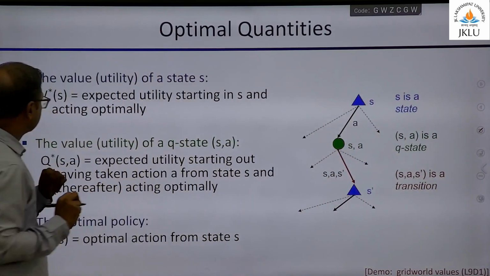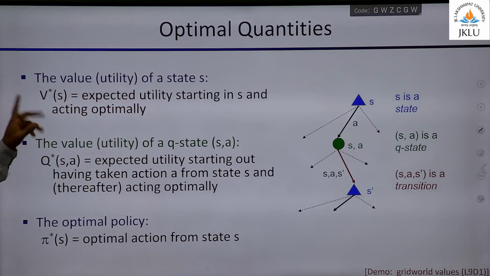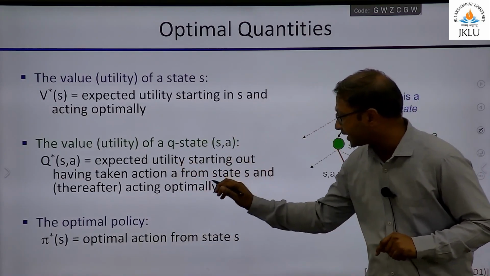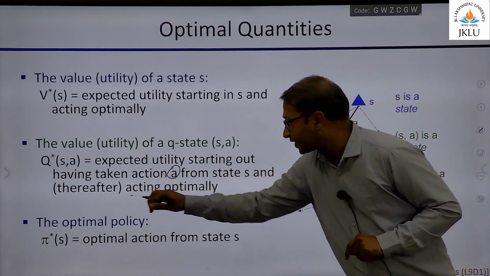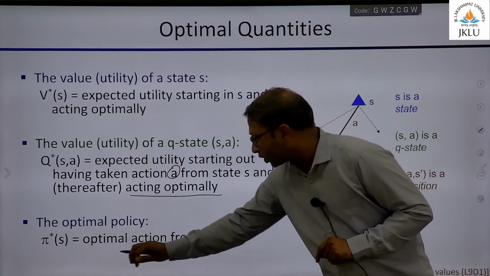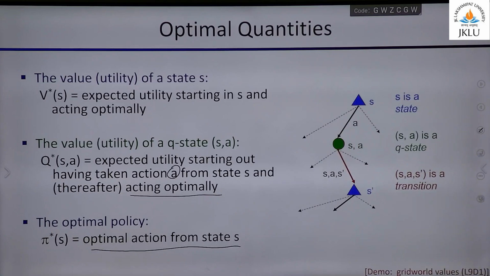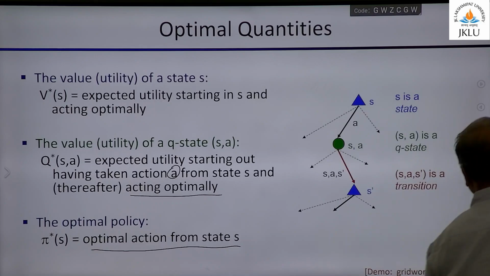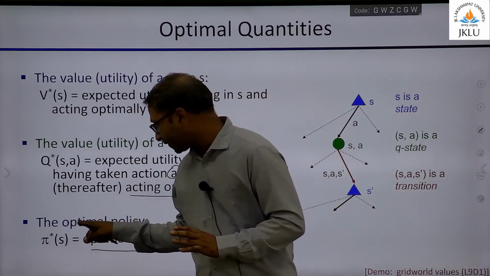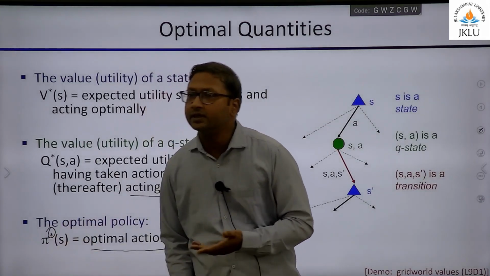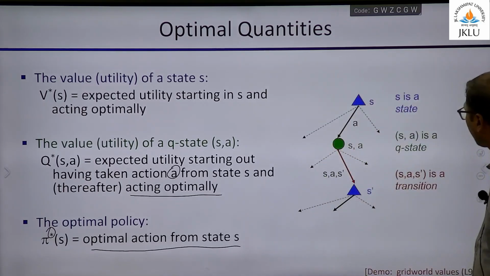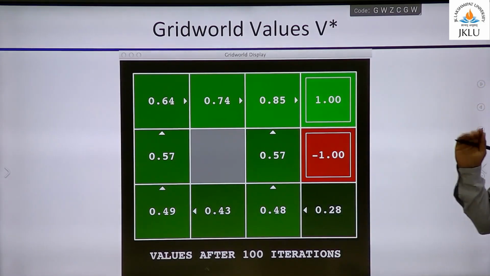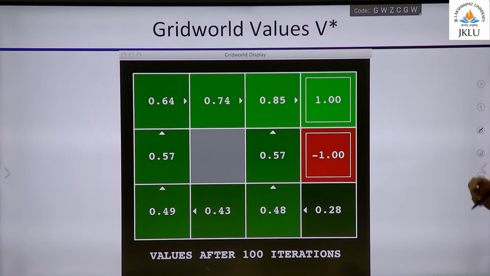The value of a state S, V star S, expected utility starting in S and acting optimally. We have talked about this before. The value of a Q state is expected utility starting out having taken action A from state S and thereafter acting optimally. Optimal policy, optimal action from state S. So what is a policy? जब आपको policy given होती तो what is it that is actually given to you? So this is important. We know how should I act in every state, and if we put this star here, then what is that policy? Optimal policy. So done. This tree I hope is fine. So these are values. Okay. All right. Next.